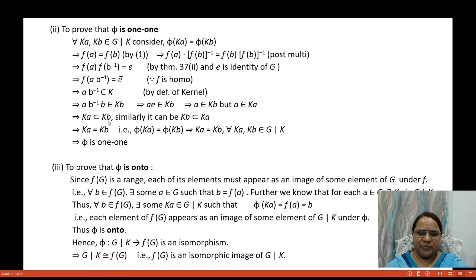So Ka is a proper subset of Kb. Similarly, we can prove that Kb is a proper subset of Ka. So Ka is equal to Kb. So phi of Ka is equal to phi of Kb implies Ka is equal to Kb, or else we can say that phi is one-one here.